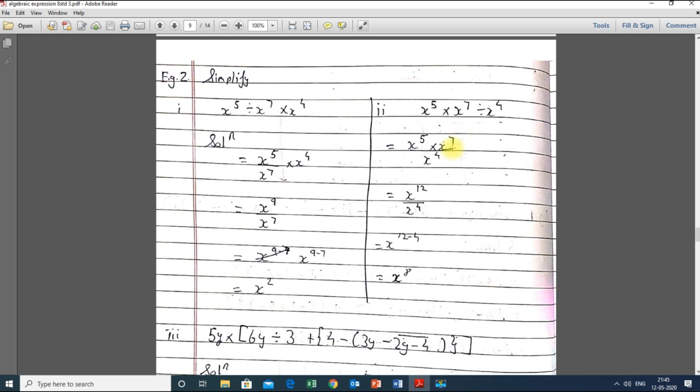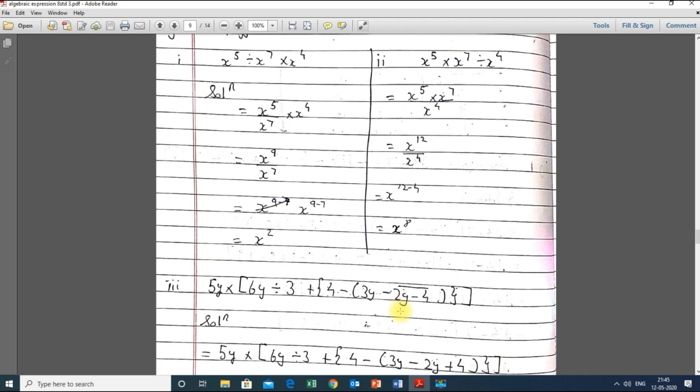You can solve by solving division first. That is x raised to 7 upon x raised to 4. So 7 minus 4 becomes 3, so x raised to 3. X raised to 3 will come in the numerator, and x raised to 5 into x raised to 3 will become x raised to 8. You can see I'm getting the same answer. You can go by any of the methods. Both are right. Okay, next one.